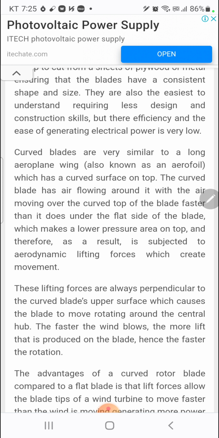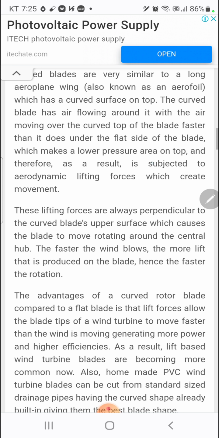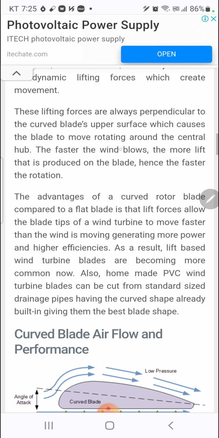than it does under the flat side of the blade, which makes a lower pressure area on top and therefore, as a result, is subjected to aerodynamic lifting forces which create movement. These resulting forces are always perpendicular to the curved blade's upper surface, which causes the blade to move, rotating around the central hub.